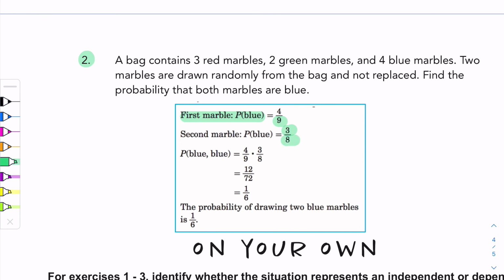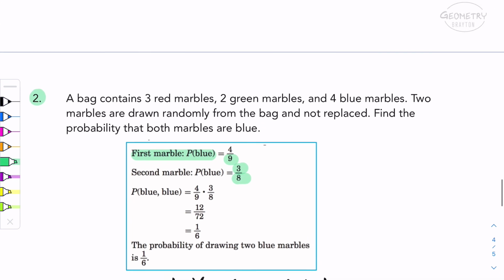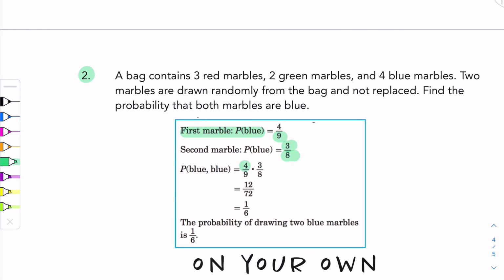Of course, this is just probability, so that might not happen, but we're looking at the overall probability that it could happen. So the probability of picking a blue both times would be 4 out of 9 for your first pick, and 3 out of 8 for your second pick, assuming you picked 1 blue. That gives us 12 out of 72, which is 1/6. So the probability of drawing 2 blue marbles is 1/6.